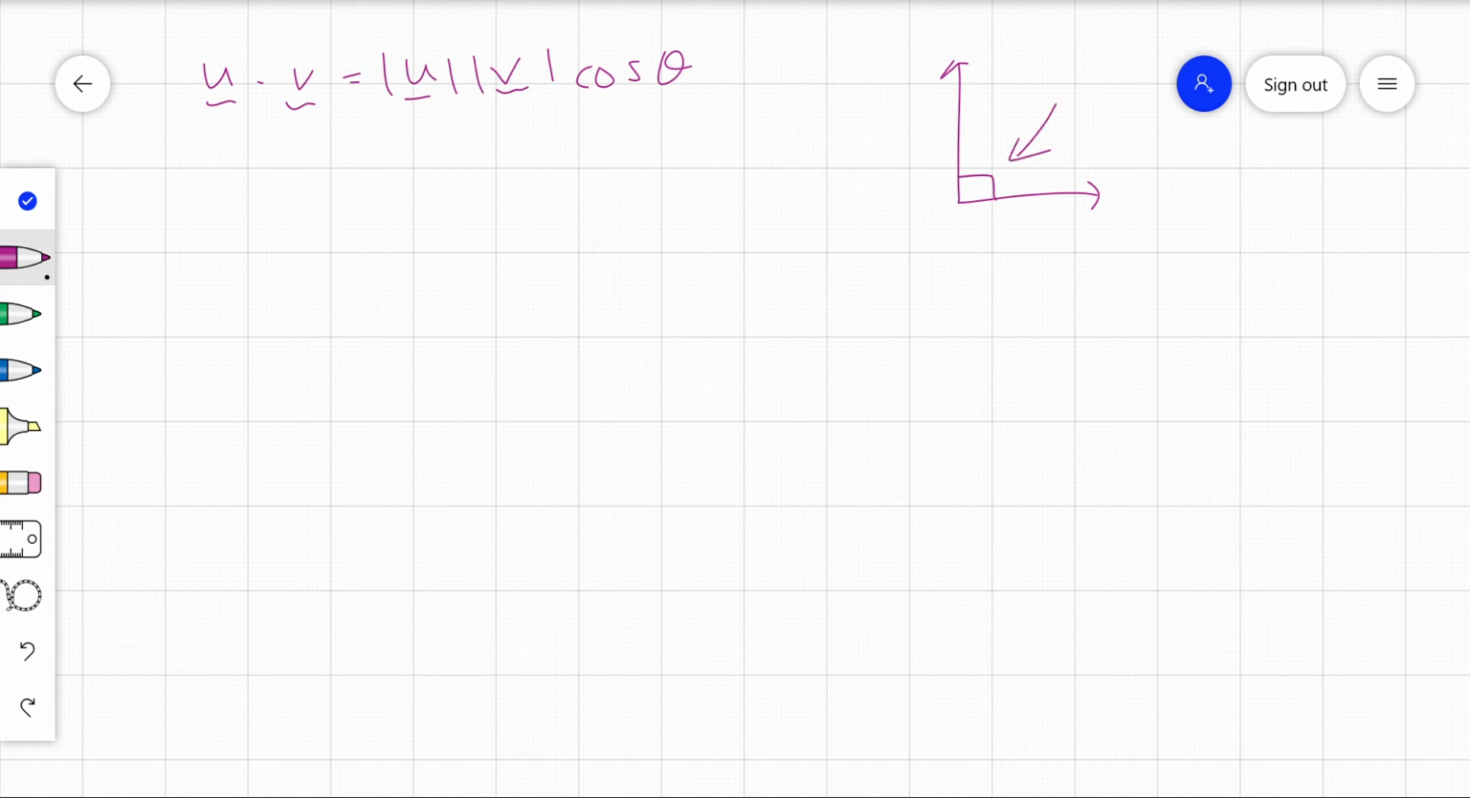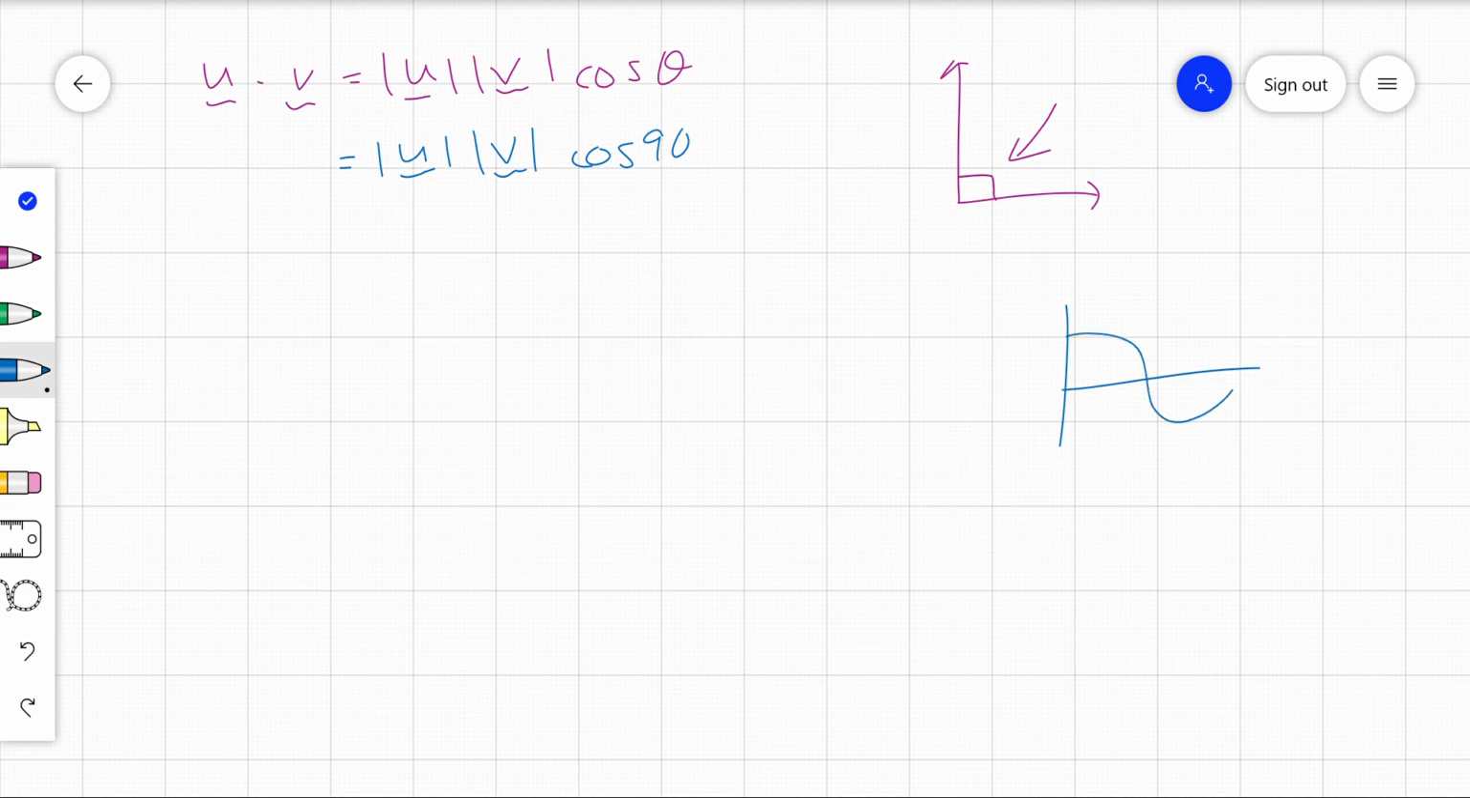So let's have a look. I'll do it in a different colour. If we had |u||v| cos 90, what do you know about cos 90? Try it in the calculator if you can't remember, or think of the cos curve. There's 180, 360, and 90 is right there. So you get a 0, and 0 times anything is 0. So you're going to get u dot v, the dot product, being 0 for perpendicular vectors. So that's handy to know.